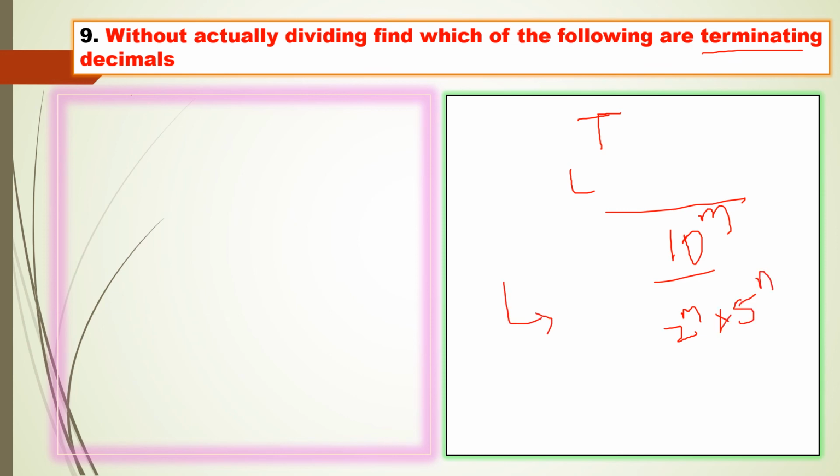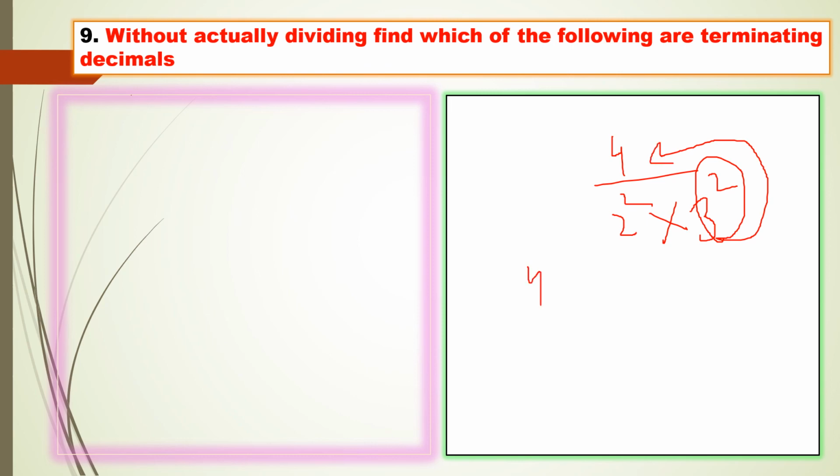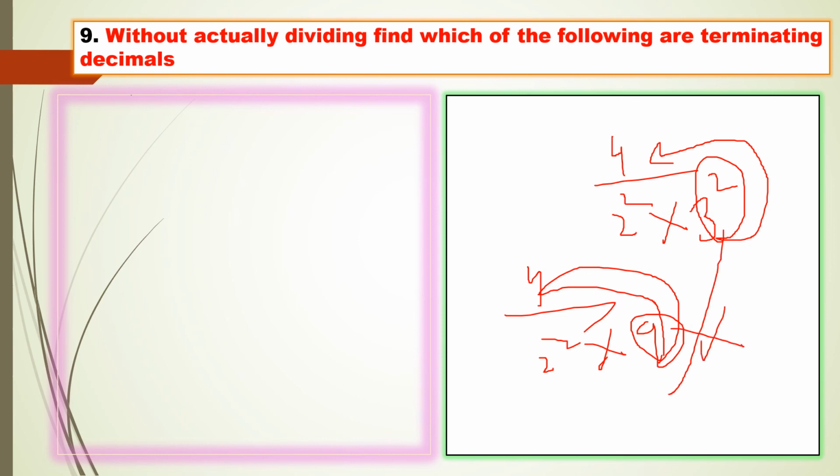If any other number is there, suppose in the previous problem, when I took the example, I got 4 by 2 square into 3 square. When you get another number, then you should check with the numerator. 4 by 2 square into 9. 3 square means 9. But 4 will not go in this table, right? So it will not be cancelled. When it is not cancelled, this will stay as it is. So it is a non-terminating decimal.